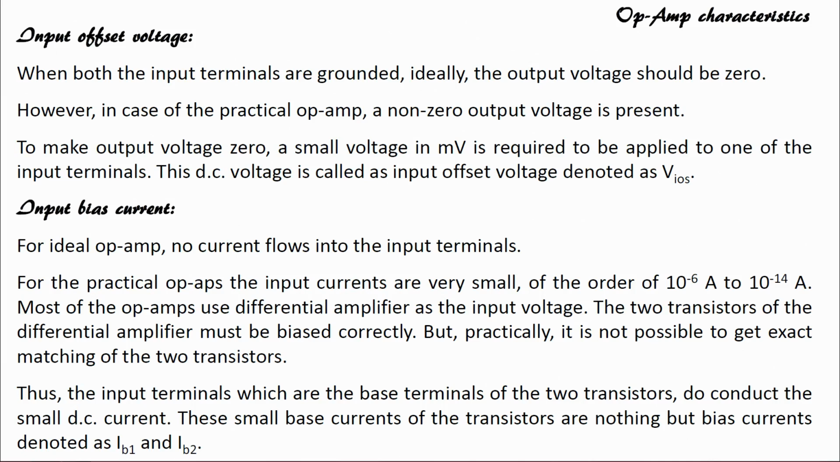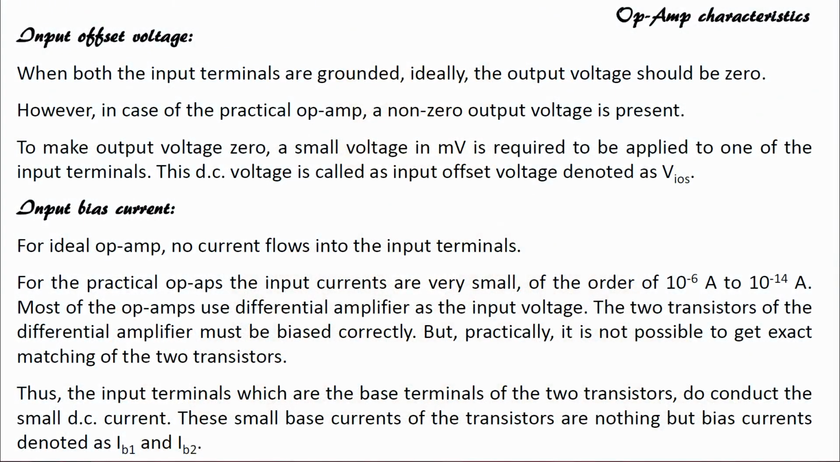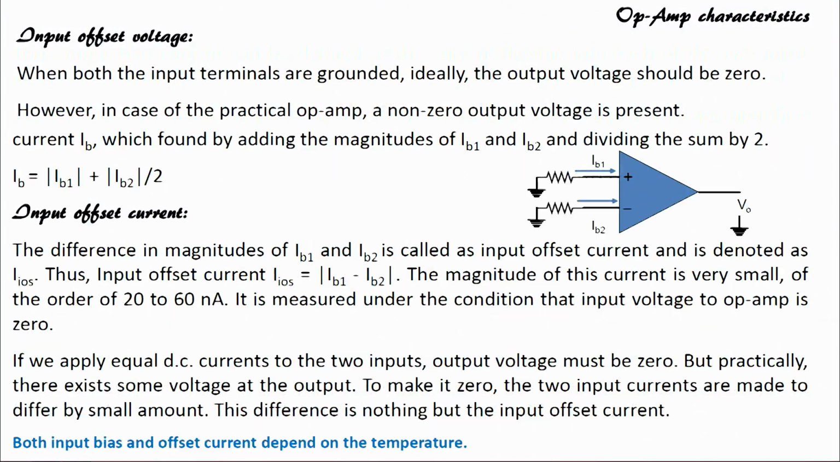This mismatch of the two transistors will allow a small base current, or small DC current, to flow to the input of the transistor. These small base currents of the transistors are nothing but input bias currents, denoted by IB1 and IB2. So, how is input bias current measured?